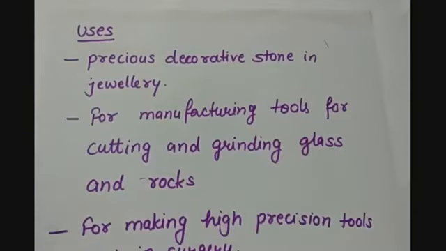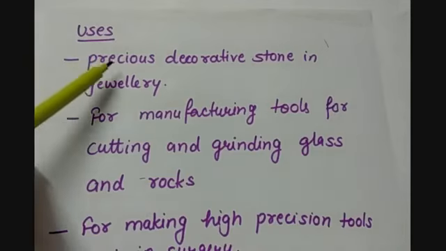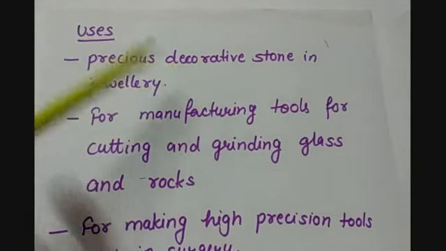Now let us see the uses of diamond. Diamond, as we know, has been produced in extreme conditions and at a very high depth under the earth's crust. So it is a very precious decorative stone which is used in jewelry.